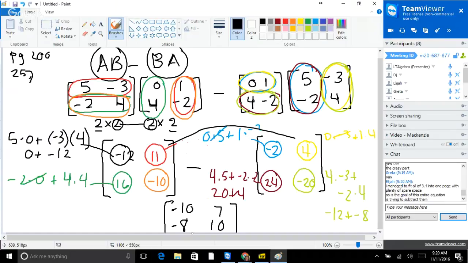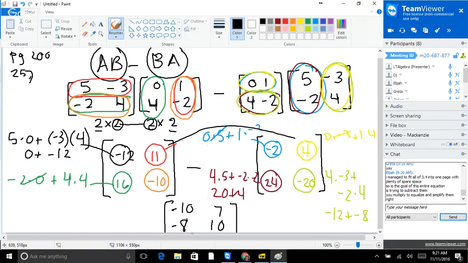So the goal of this entire equation is, yes, that's the goal. But first, before we could subtract them, we had to multiply them, right? And the multiplying part is what you have to do in problems 3 through 17 without your calculator. You got to know how to calculate it. And then here we get to use our calculator. But I wanted to show you because you get to do two things at once, right?